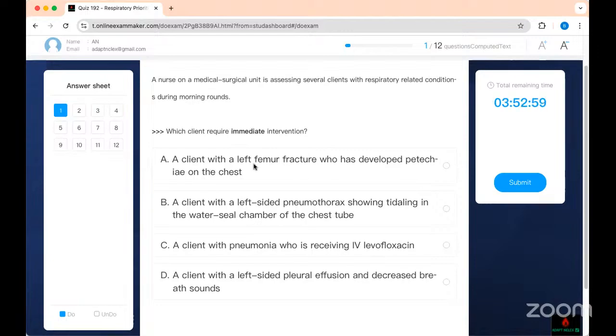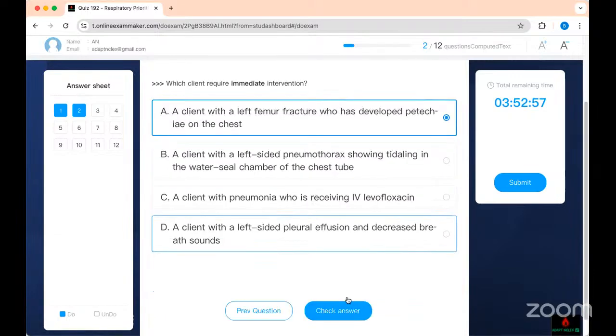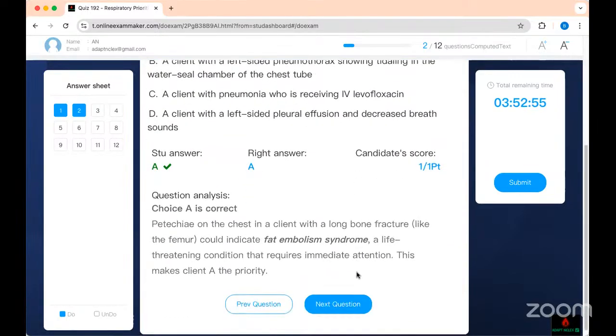Therefore, left femur fracture with petechiae, this is fat embolism. Pay attention to that diagnosis. This is dangerous. Pick that one.